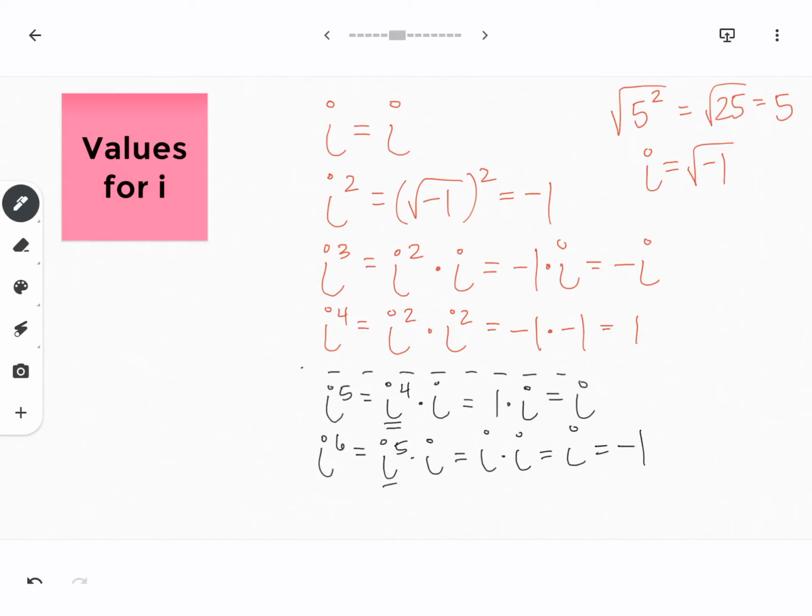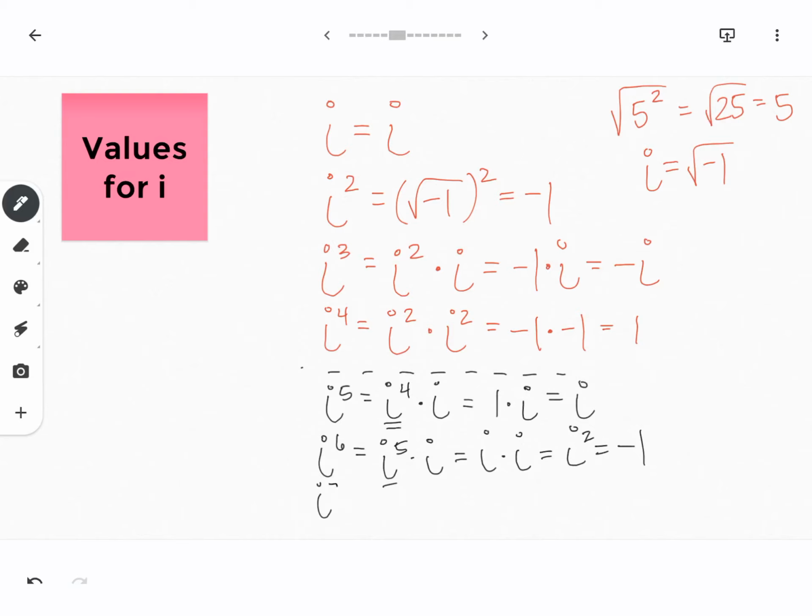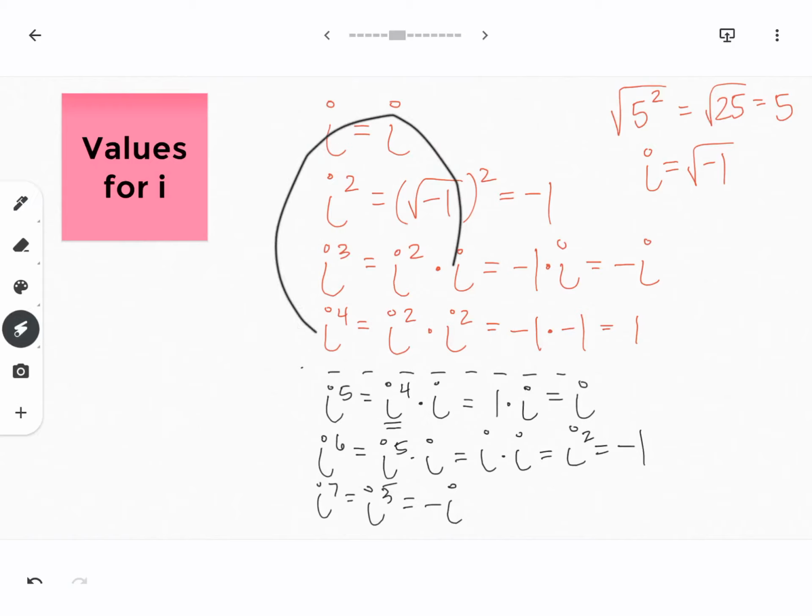What I want you to see is this is starting to repeat itself. i to the 5th was the same as regular i. i to the 6th ended up being the same as i squared, or just -1. i to the 7th is going to give me the same as i cubed, which is -i, and so on. It's going to keep going through this pattern.